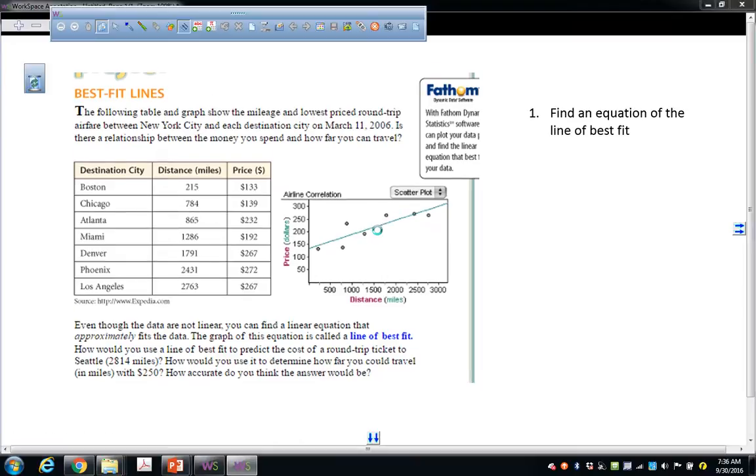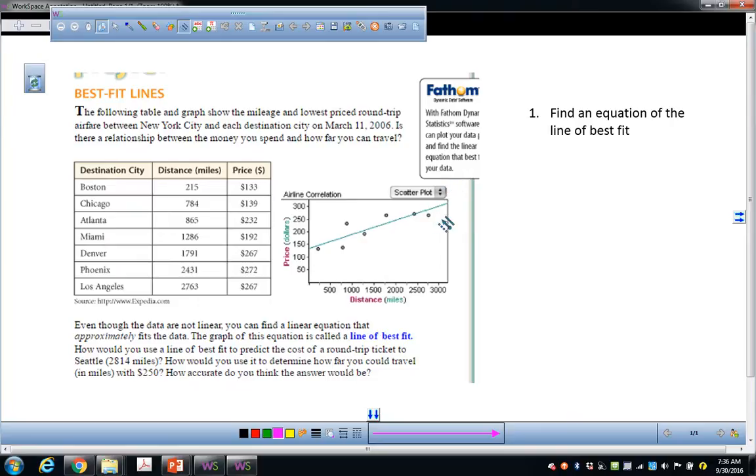When you're fitting a line of best fit, some people like to try to connect as many points as you can. That's not really the goal. You want to try to take the average of all the points, right? So kind of the middle.